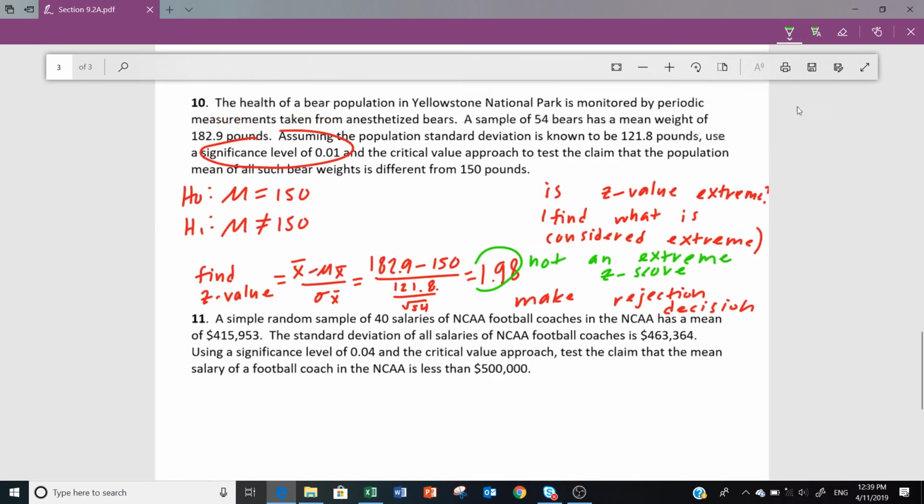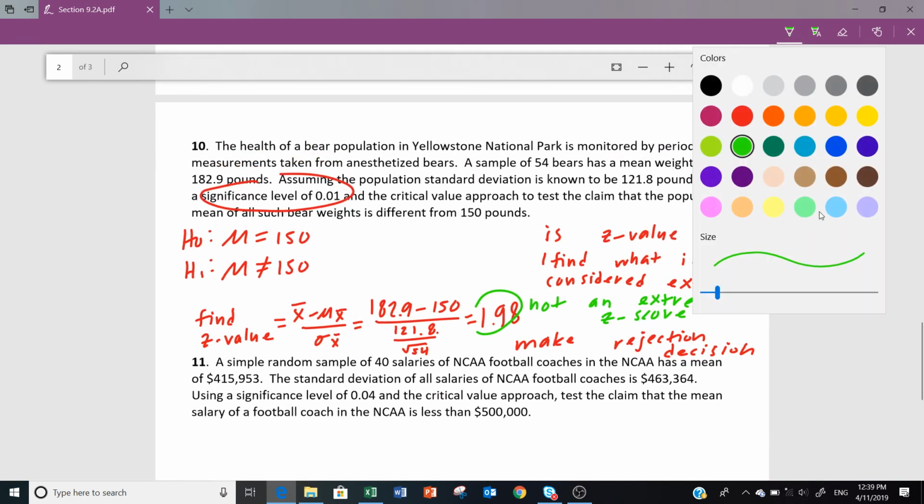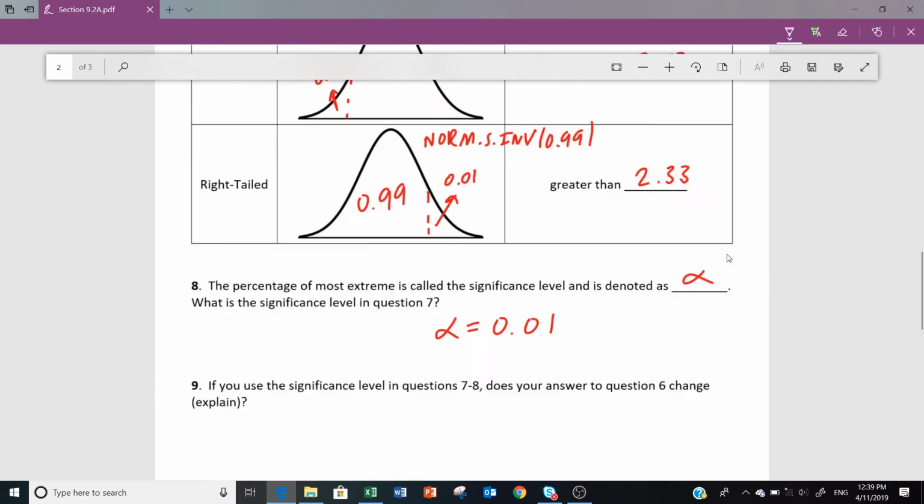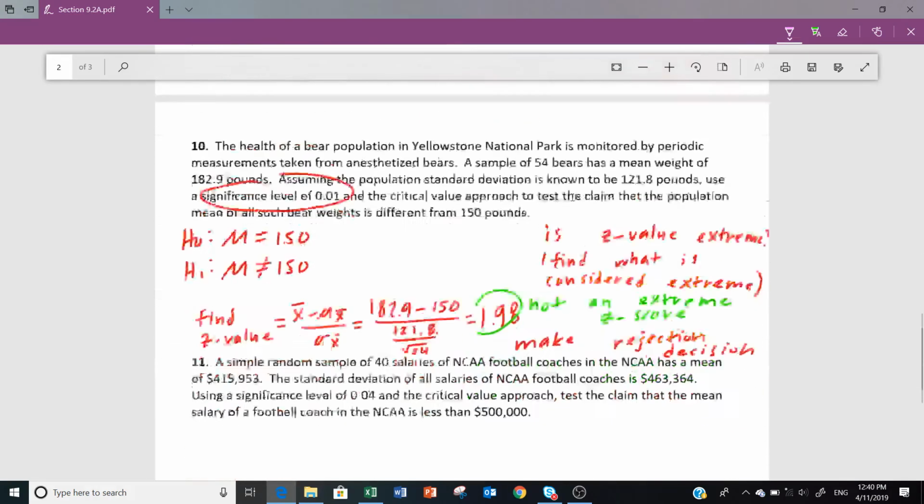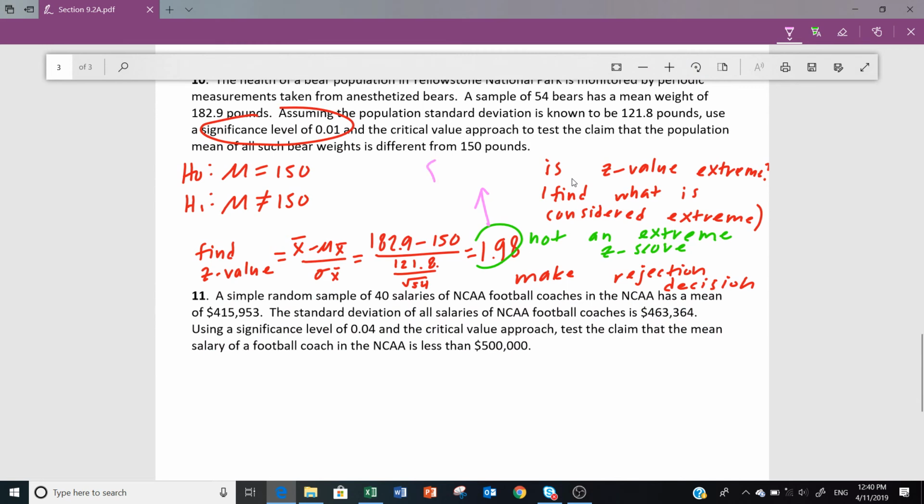So are we going to reject? No. Fail to reject. Wait, why is it not extreme? Because the extreme Z values are either below negative 2.58 or above positive 2.58. Now this is assuming a 1% significance level. In the homework, the significance level could be different, but do we know how to find them for different significance levels? Okay, good. So fail to reject.